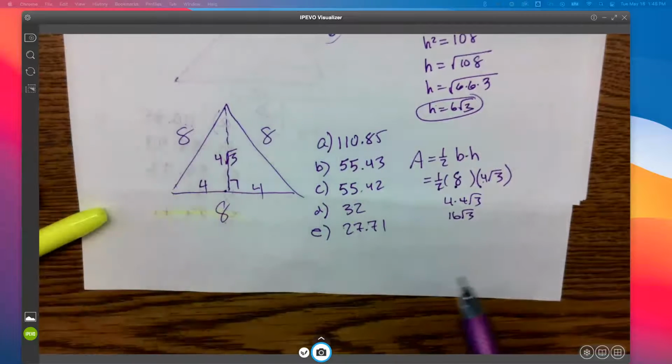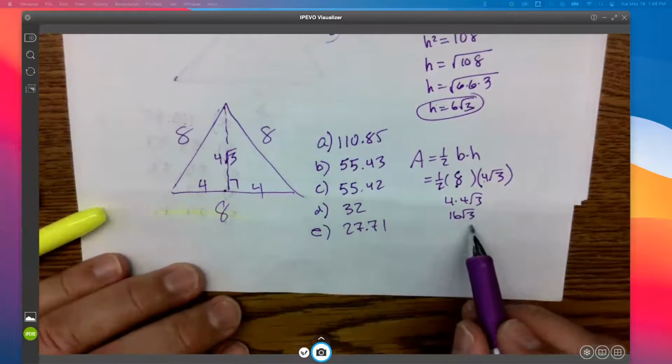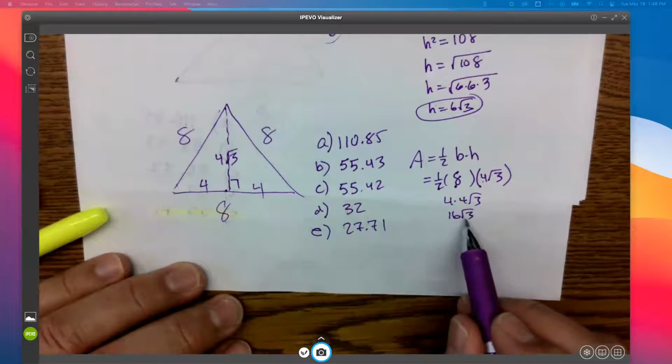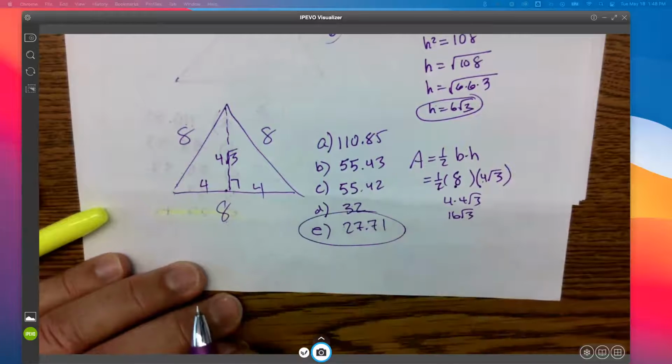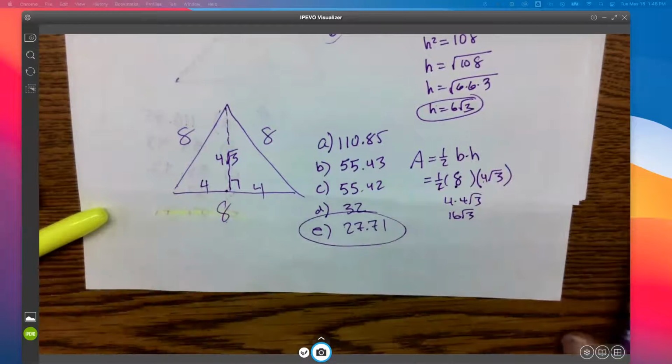I mean, I could even just go with that. Since root 3 is less than root 4, root 3 has to be less than 2. 16 times 2 would be 32, and all these answers are bigger than that. So this is the only possible answer. E is the correct choice.